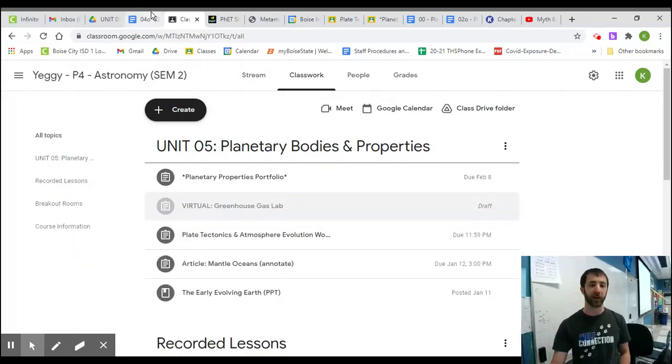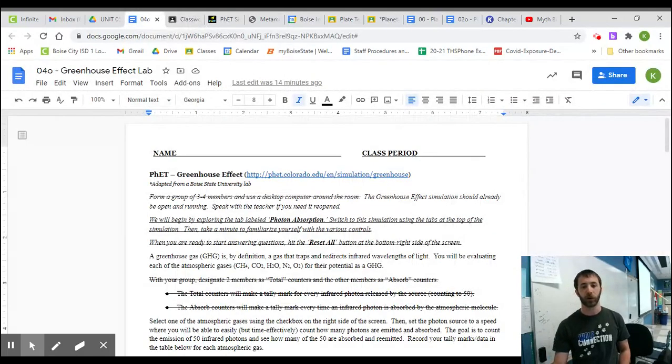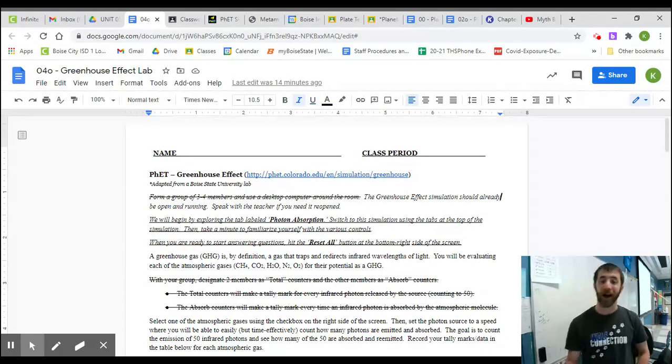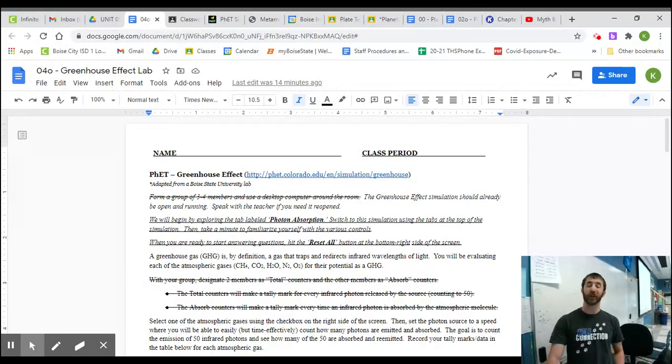What we're working on today is the greenhouse gas lab, which looks like this. It is using a Colorado PhET simulator. You are welcome to pull this up yourself, but I will be displaying what you need to see through this video. So my personal recommendation is, rather than tinkering with the Flash player, or whatever format this might be taking, just follow along with this video and you'll be able to see what you need to see.